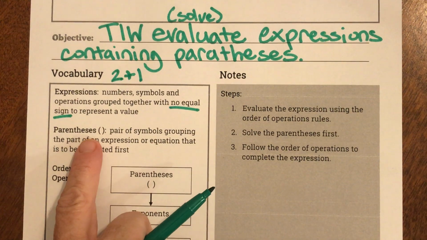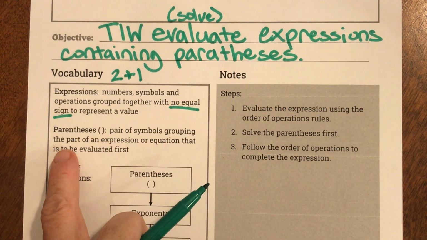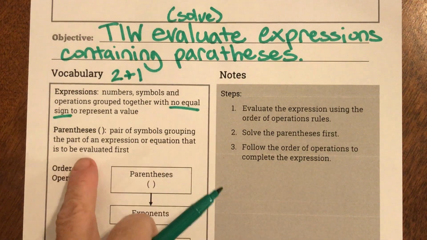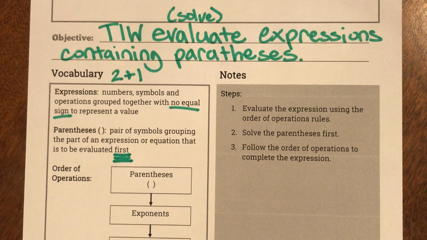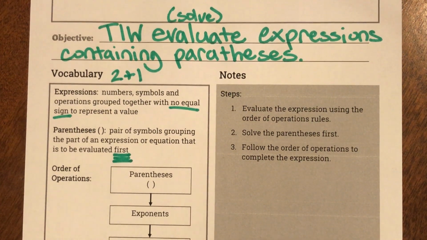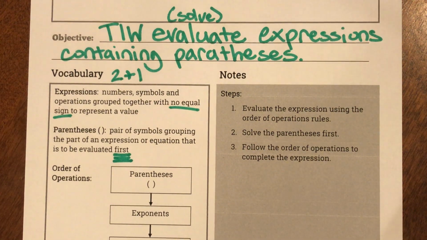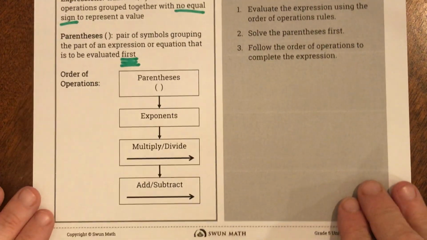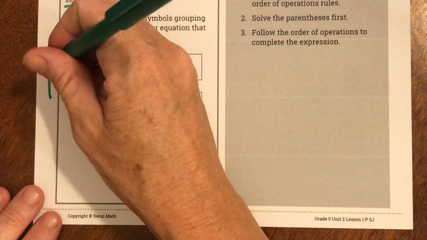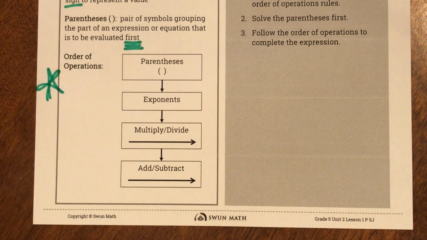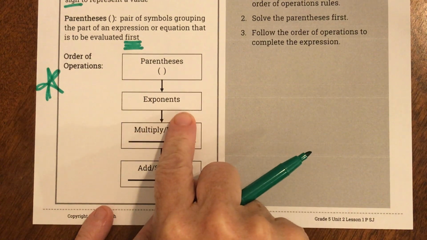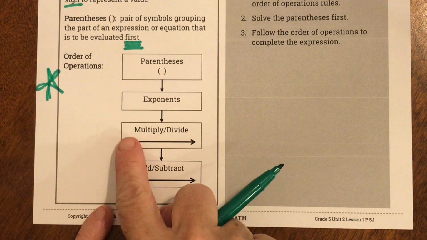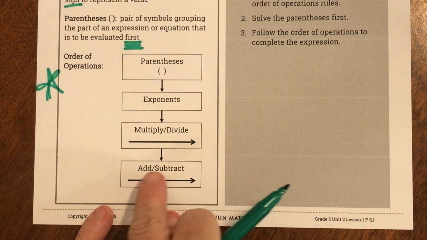Okay, parentheses are a pair of symbols grouping the part of an expression or equation that is to be evaluated first. So parentheses always come first, okay? They always come first. Now there is this thing called order of operations. This is going to be the most important part of not only today's lesson, but of the next couple lessons. So order of operations, they wrote here, is parentheses, then exponents, then multiply or divide, and add or subtract.